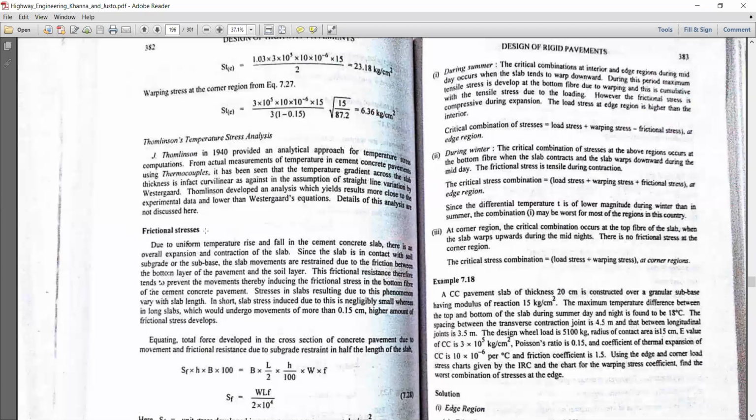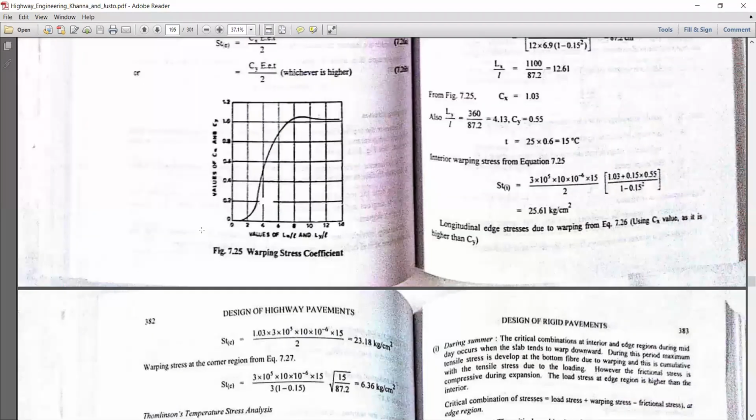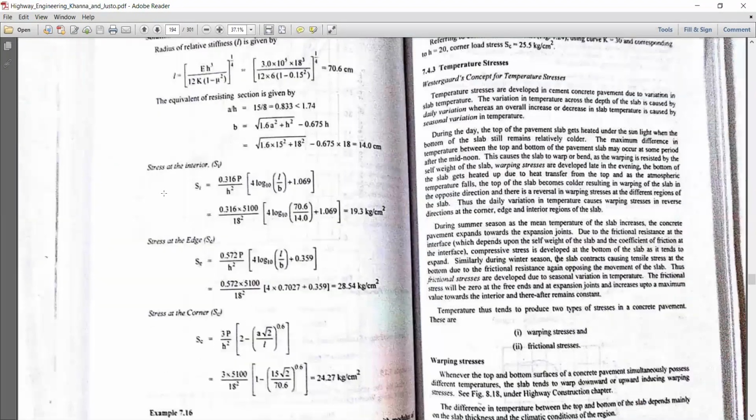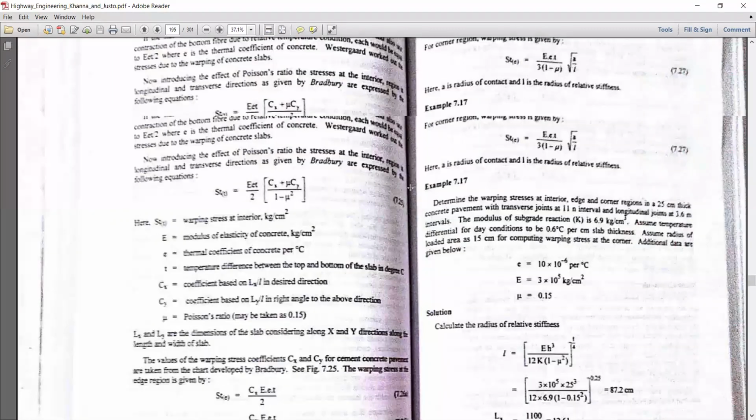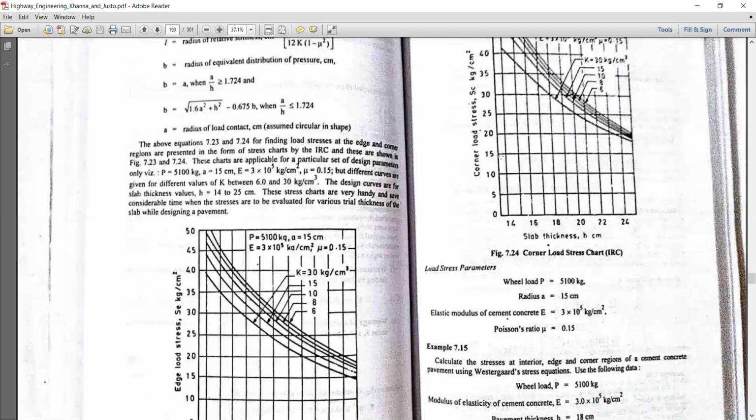Before starting the frictional stress, you must be able to identify what is normal stress and what is warping stress. As you all know from this equation, we have calculated normal stress at the interior, the edge portion and the corner portion. Also, by referring to IRC guidelines and IRC charts, we can calculate the different stresses at interior, edge and corner.